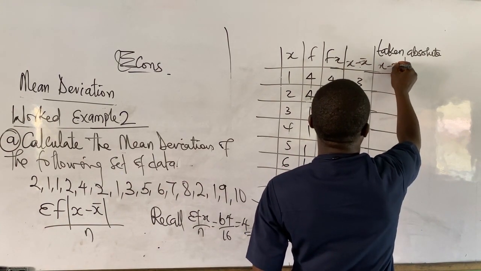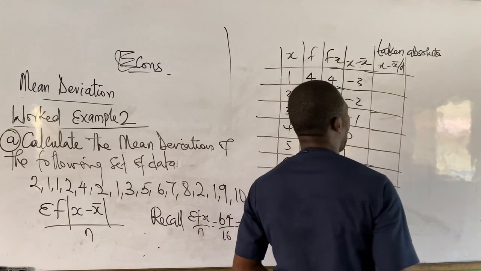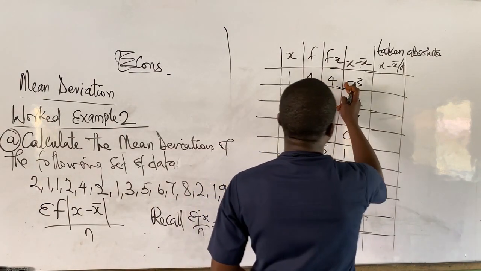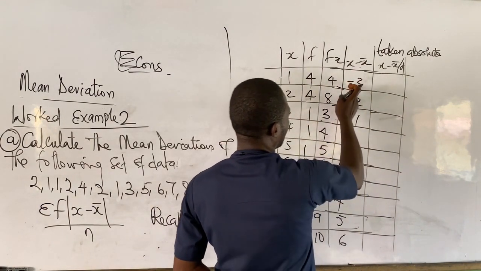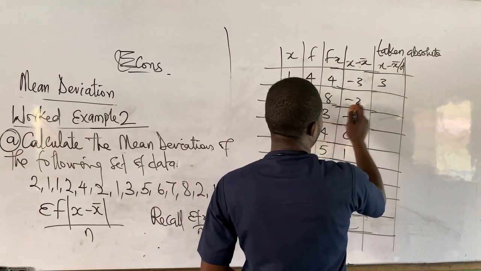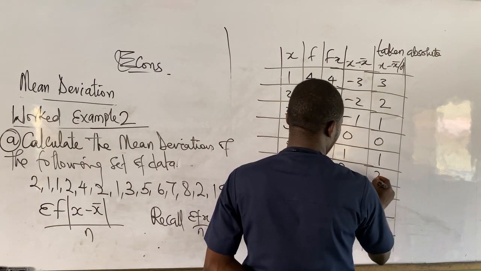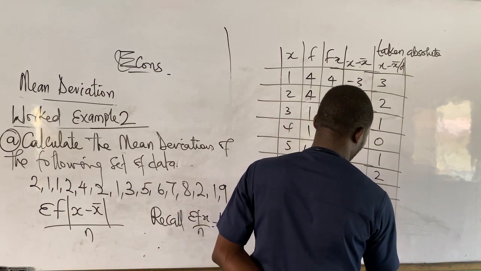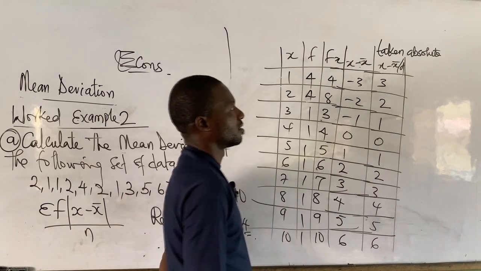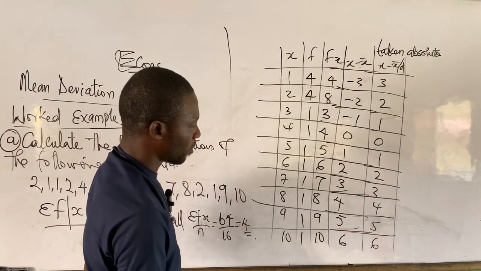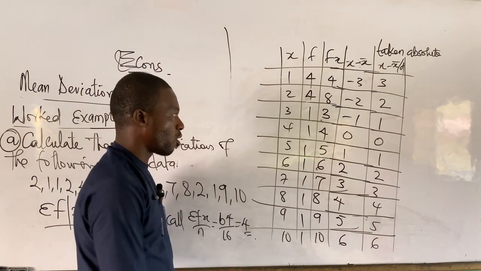That will give you the modulus of x minus bar x. All negative signs will be removed since they are not allowed. So all negative signs will turn to positive. Minus 3 will become 3, minus 2 will become 2, minus 1 will become 1, 0, 1, 2, 3, 4, 5, and 6. Now we have taken absolutes by making all negative signs become positive.